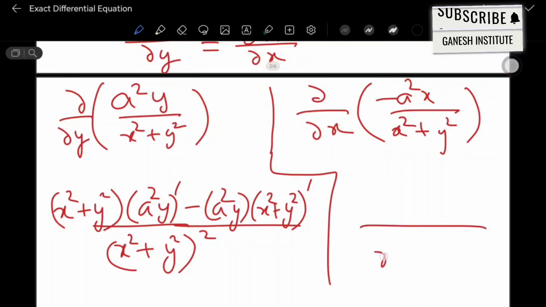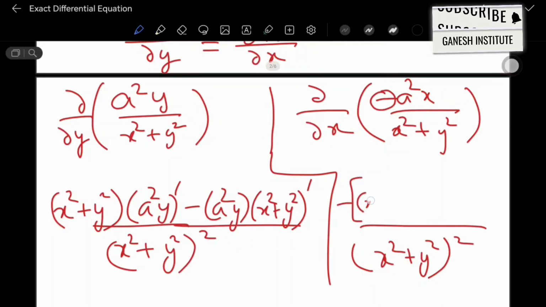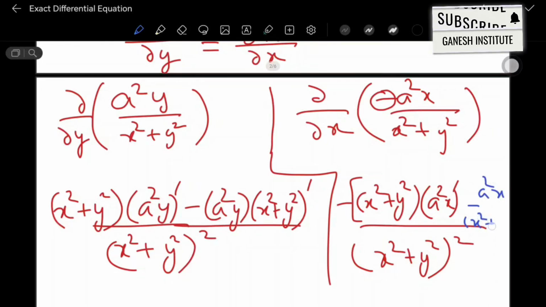Here as well, denominator square. Then this is minus. Let's bring it outside. Denominator as it is, numerator derivative, minus numerator as it is, denominator derivative.